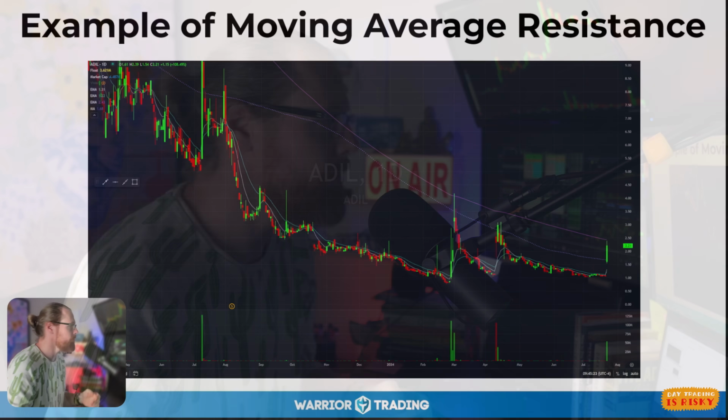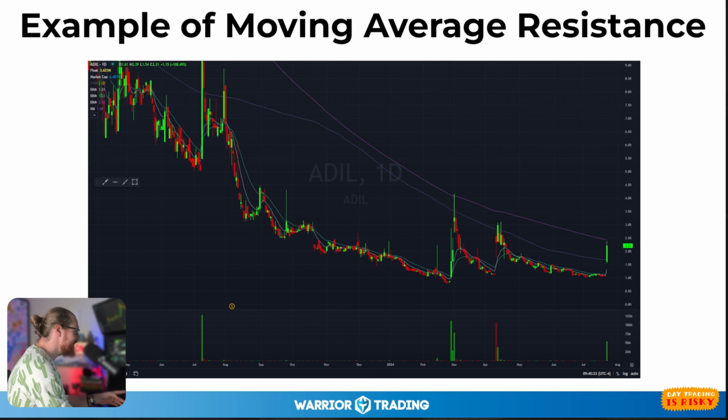When it's below the 200 and we're in a bear market, it comes up to the 200, fades off that level. So the 200 moving average is resistance when the price is below it and support when the price is above it. And that's specifically on the daily chart.